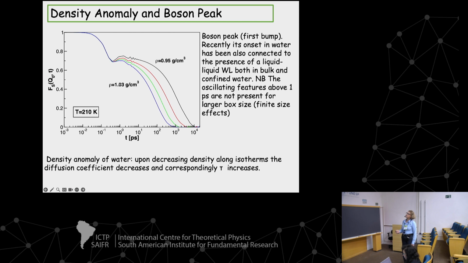These other oscillations are finite size effects, which we have shown, I probably don't have the picture here, by doing the same simulation on different box sizes. So we saw those wiggles moving while the boson peak wasn't moving, okay? So this is a real feature. It's not induced by finite size. These wiggles here are induced by finite size, because they are not present for the largest box size, while the boson peak is always there, it's not moving.